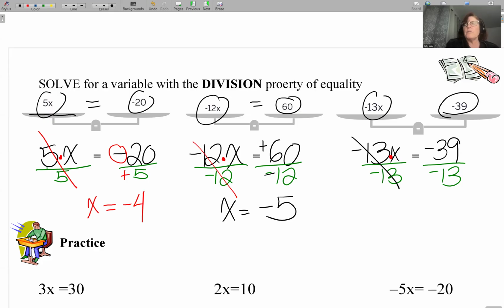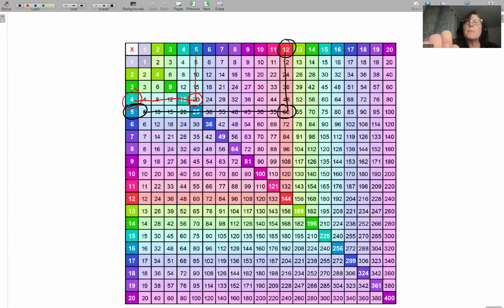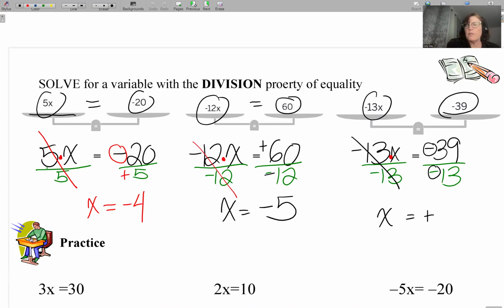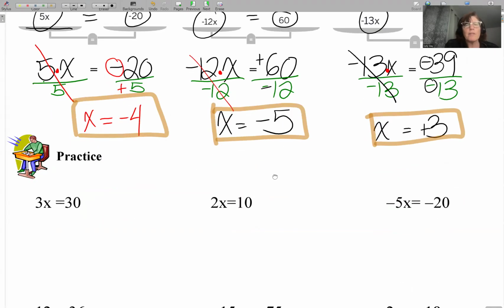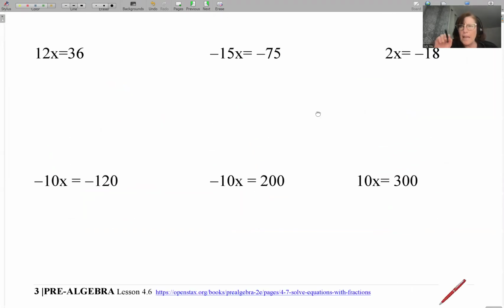This cancels. Negative divided by a negative means our answer is positive. 39 and 13. So I find 13. I go down here, I find 39. Backtrack. And the answer is positive 3. So using the division property of equality, finish this page. And then get out of your seat and check. Pause the video.